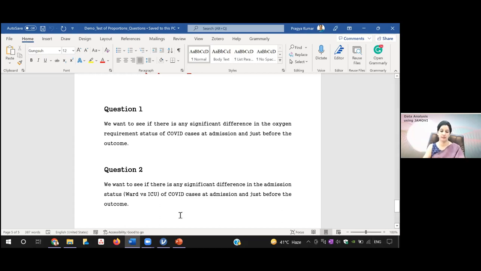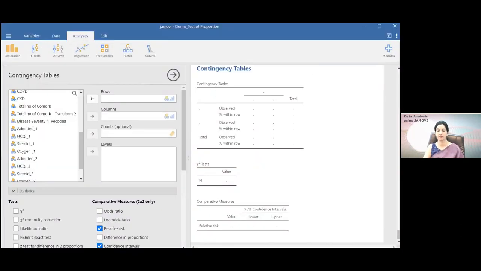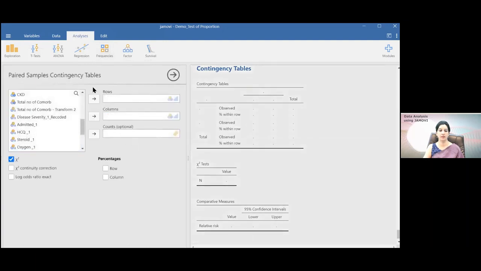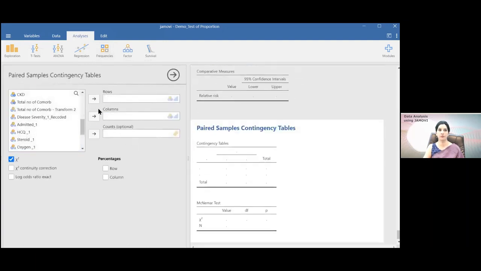So for that, this is my data set. I'll go to this frequency. In this case, you can see there is an option in contingency table. There is a paired sample. This is the McNemar test. So in the McNemar test, you have to move your variables into rows and columns.